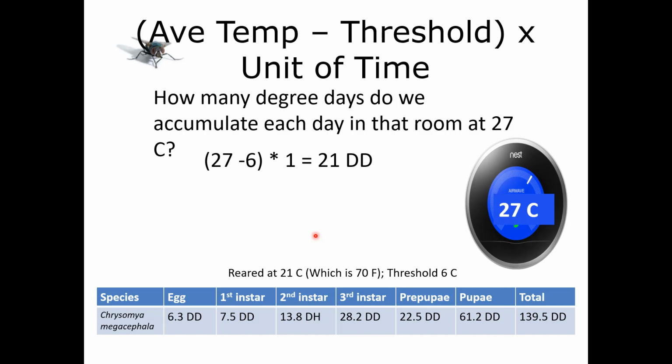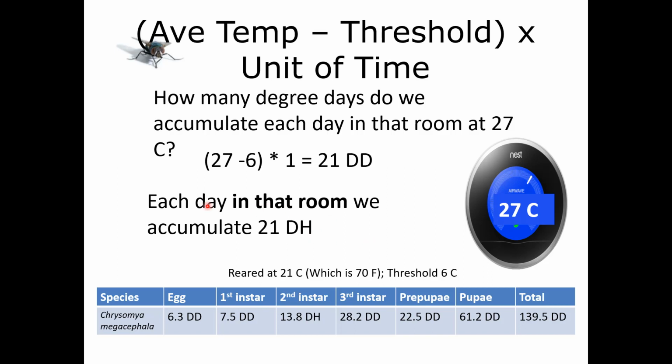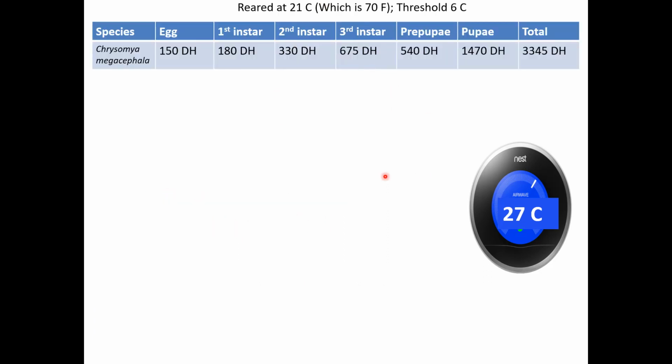Now, we can get more specific if we use degree hours instead of degree days. Okay? So each day in that room we accumulate 21 degree days, or each hour in that room, we accumulate 21 degree hours. So we can be a little bit more specific. Let's say instead of degree days, we want to do degree hours. So we just go through average temperature minus threshold times the unit of time. We figure out degree hours. We're using hours instead of days here. This is what we need.